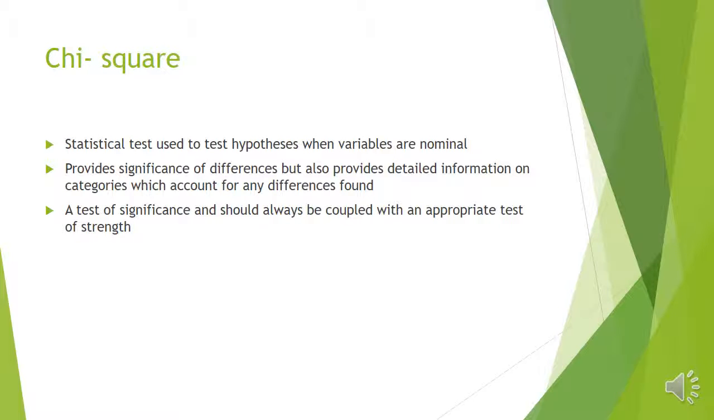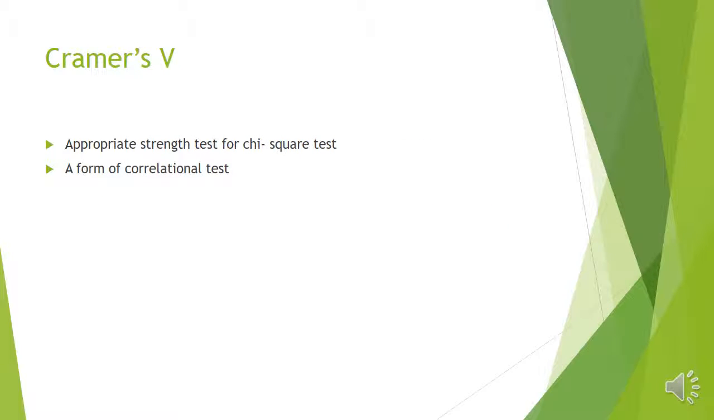The chi-square test is a statistical test used to test hypotheses when variables are nominal. It provides the significance of differences but also provides detailed information on categories which account for any differences found. It is a test of significance and should always be coupled with an appropriate test of strength. This test is Cramer's V. It is an appropriate strength test for the chi-square test and is a form of correlational test.